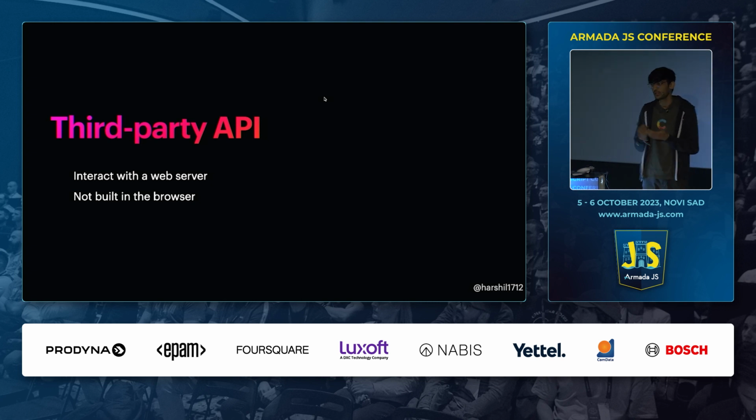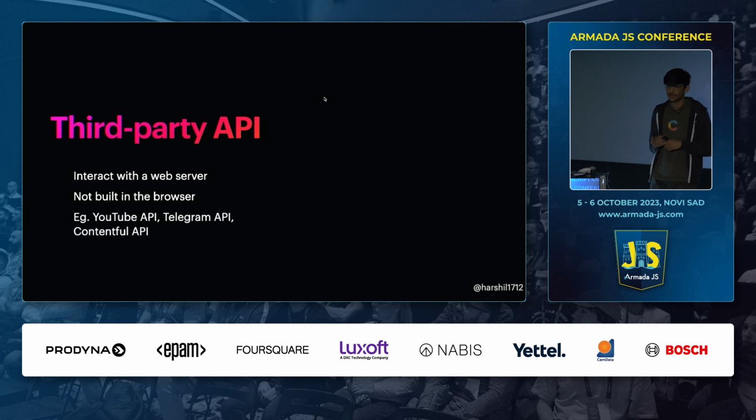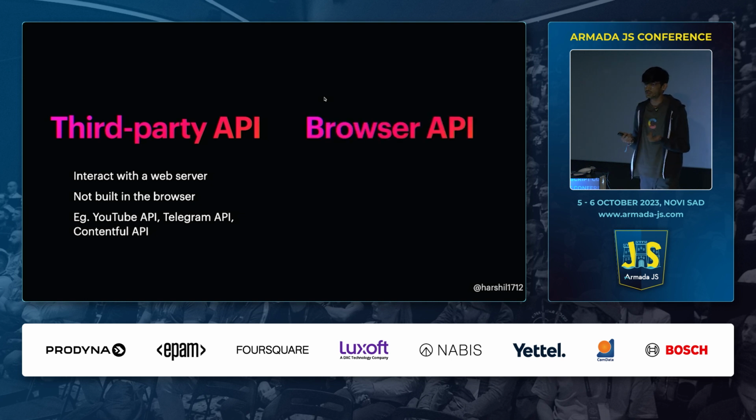If you are using Node, Node now has an inbuilt fetch, which you can use to make an API call, or you can use libraries like Axios, Request, and so on. To give you a couple of examples and a bit more idea of what these APIs are, a YouTube API is an example. If you like building bots, you can use the Telegram API to build bots. And if you are using Contentful, you can use the Contentful API to fetch the content from Contentful and display it wherever you want. Now, compared to these third-party APIs, there are browser APIs.